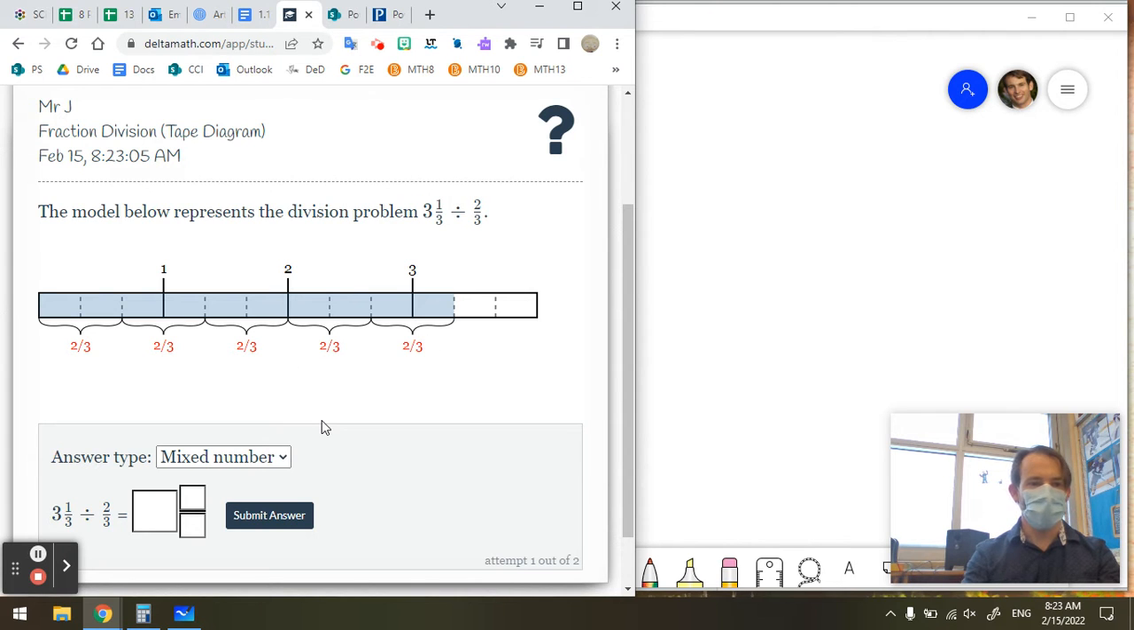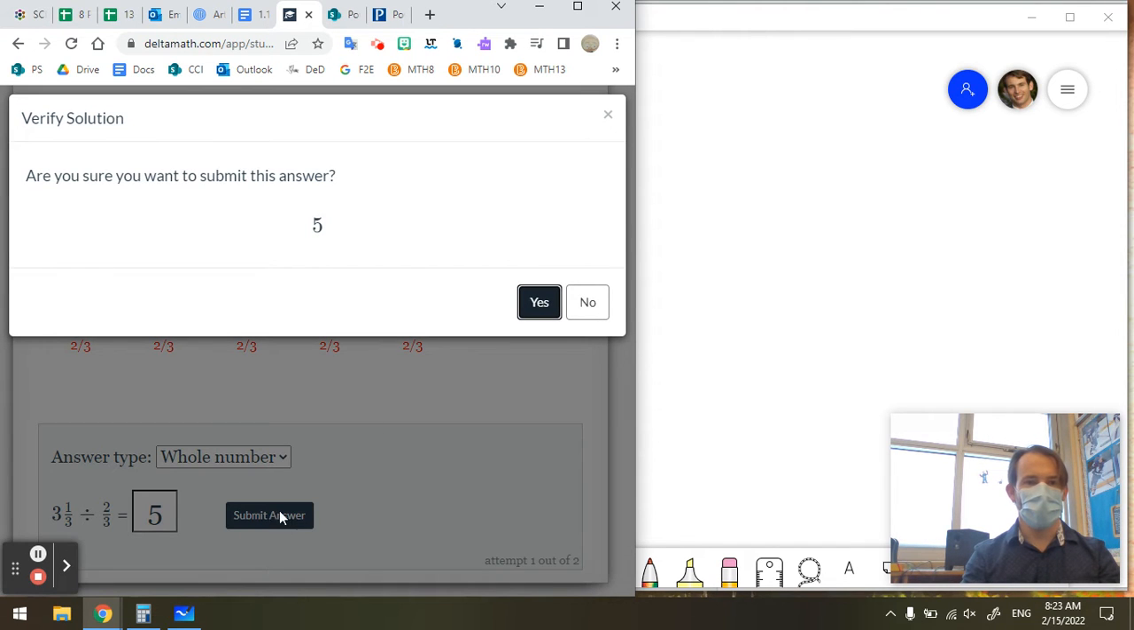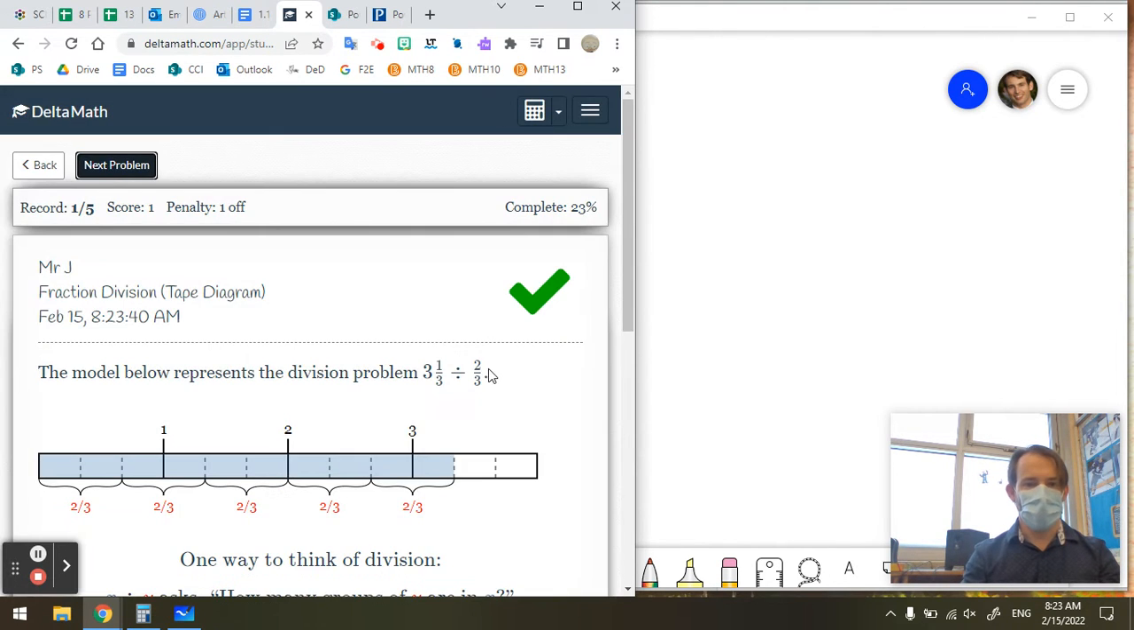1, 2, 3, 4, 5. So the answer type I need, I can just use a whole number here. It's just equal to 5. Submit answer. Yes. So that one is correct.